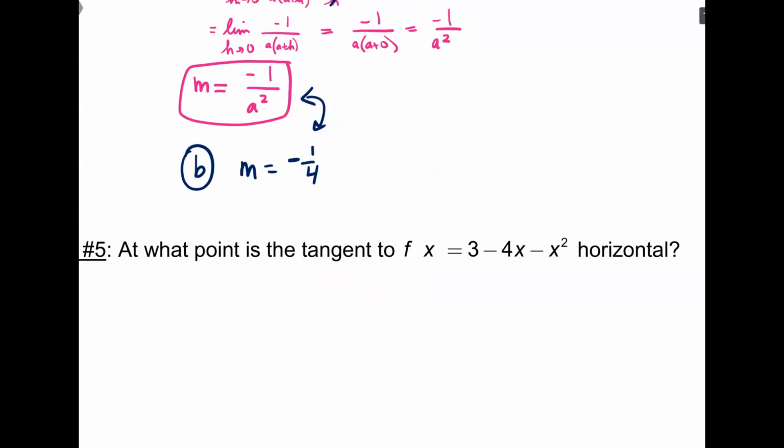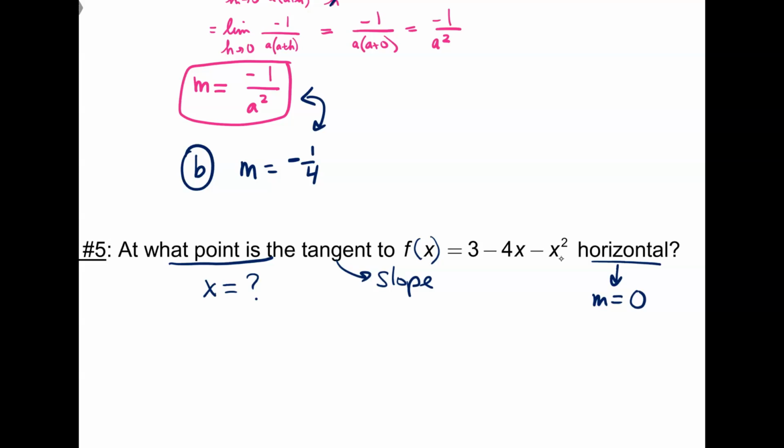At what point is the tangent to f of x equals 3 minus 4x minus x squared horizontal? At what point, so this is saying x equals what? Wait, so this is saying the tangent line is going to be horizontal. What slope is that going to be? I'm thinking. Slope of a horizontal line is 0. So we want to know where is the slope equal to 0.